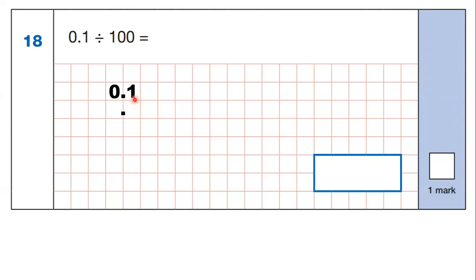So we can take this 1 and copy it down 2 squares to the right. Then we need zeros in our other place value columns, so our answer is 0.001.